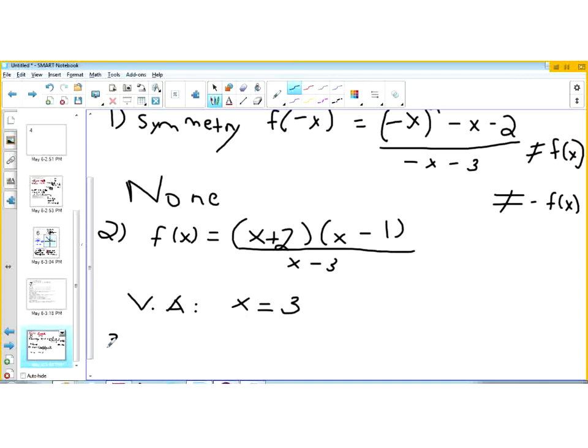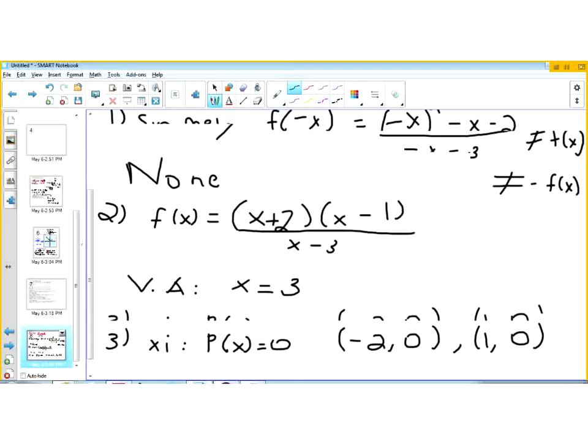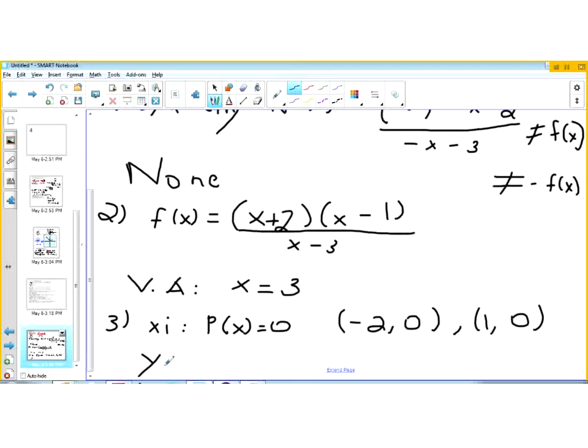What next? X and y intercepts, right? So the x-intercepts are found by setting p of x equal to 0. And that's almost trivial. We can just use the factorization from step 2, and so we see that we have 2 x-intercepts. One at negative 2, 0, and the other at 1, 0. And note that negative 2 is in the domain of the function, and 1 is in the domain of the function, so there's no issue there.